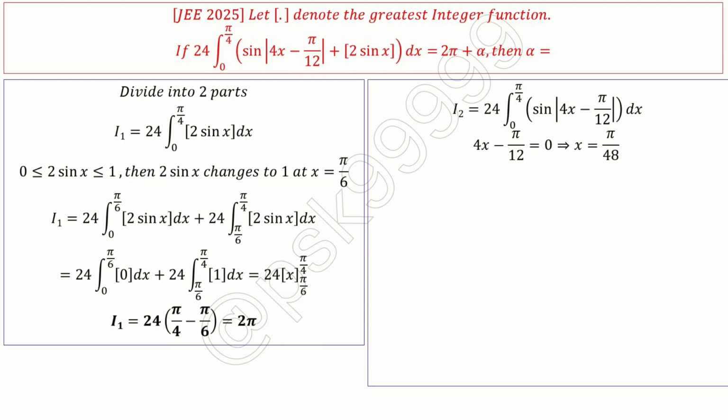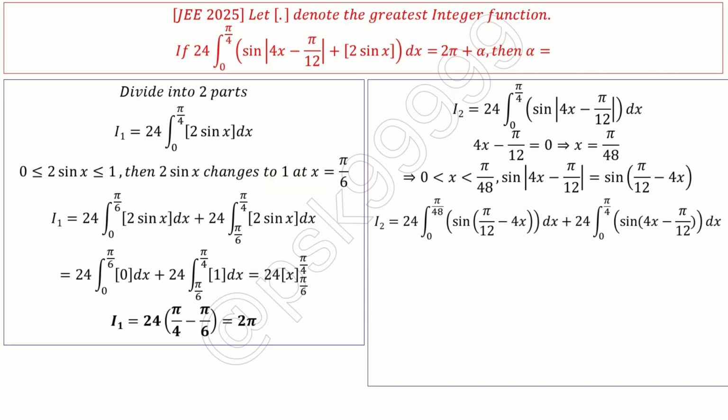So 4x minus pi by 2 equals 0 gives x is pi by 8. So I should break this one, 0 to pi by 4, into two parts, 0 to pi by 8 and pi by 8 to pi by 4, right? That's it. Okay, so 0 to pi by 8, what will become? It will become, because it is negative, it will become sine of pi by 2 minus 4x. That's it. Okay, so this is into two parts, integration of 0 to pi by 8, and sorry, this is wrong. This is pi by 8 to pi by 4. Okay, pi by 8 to pi by 4.